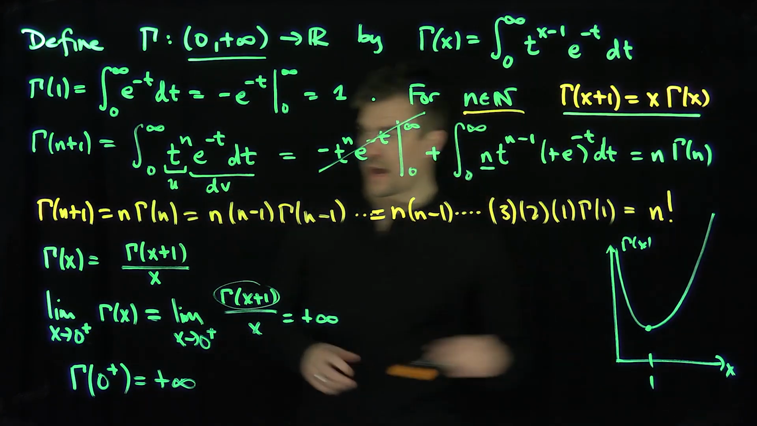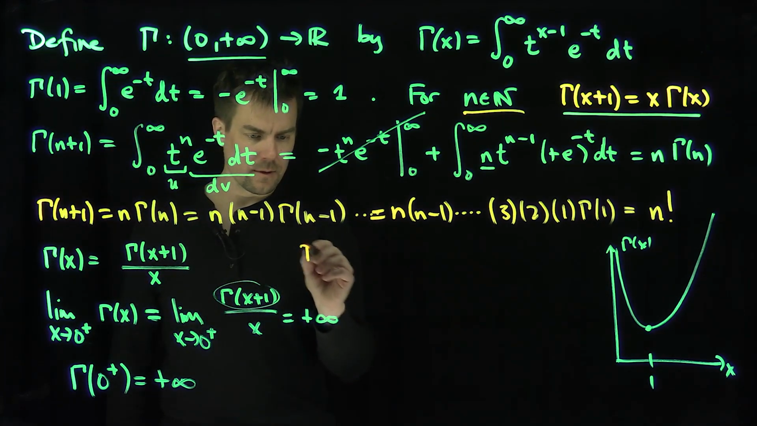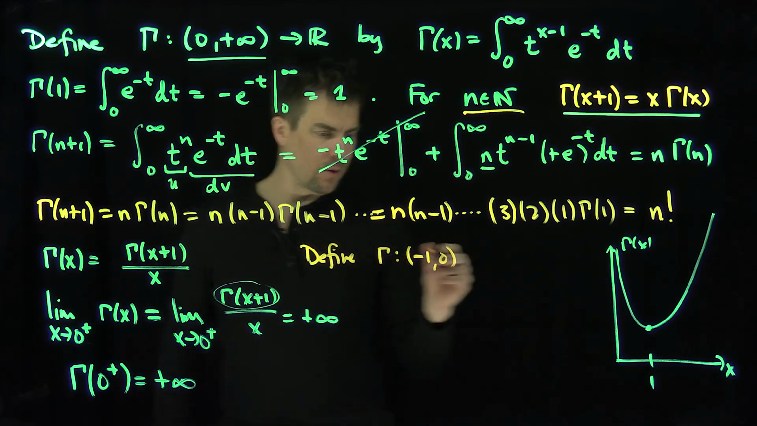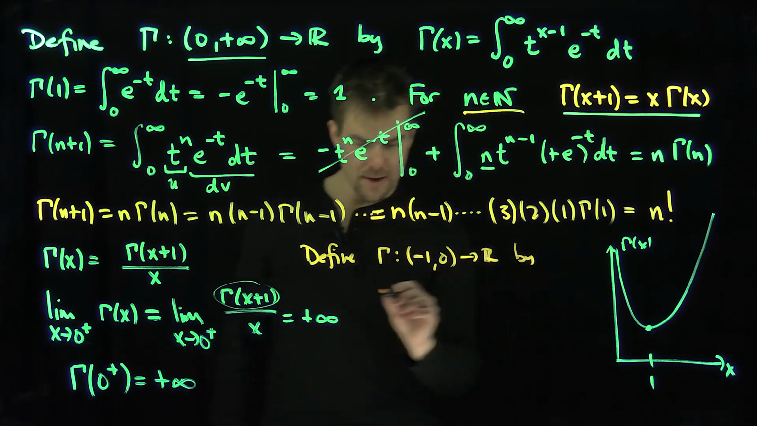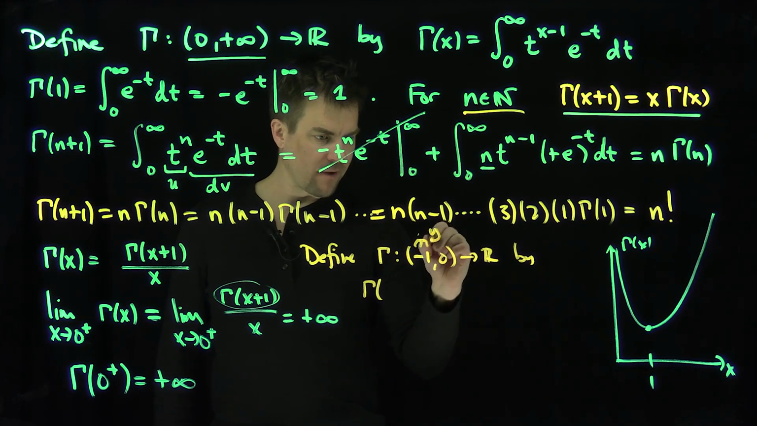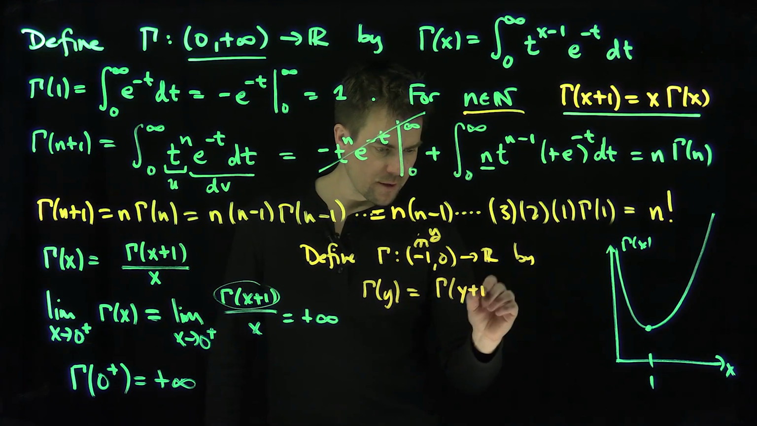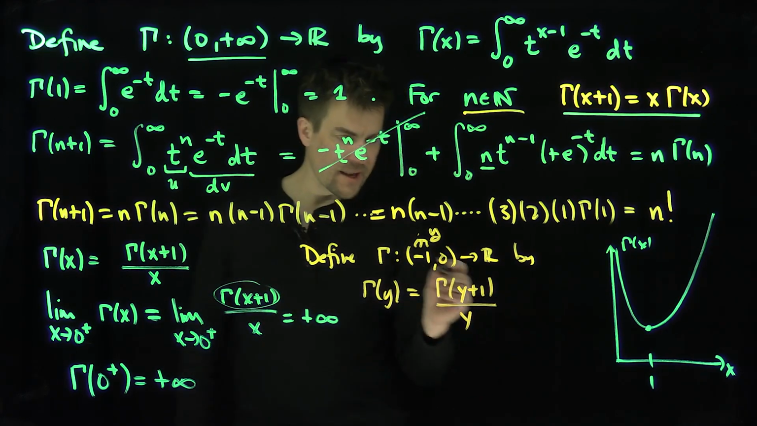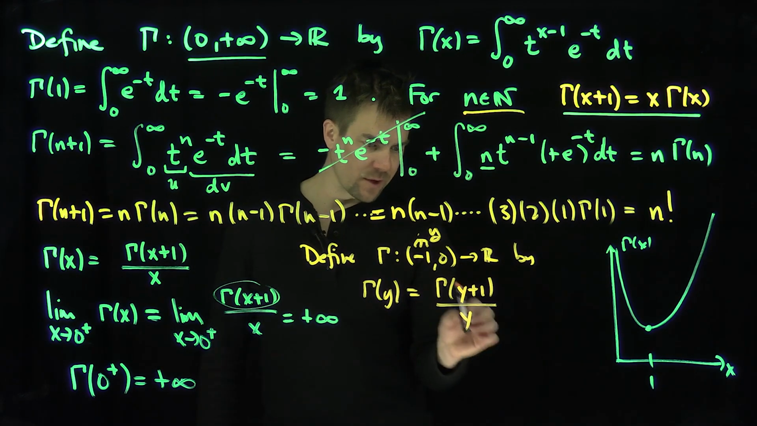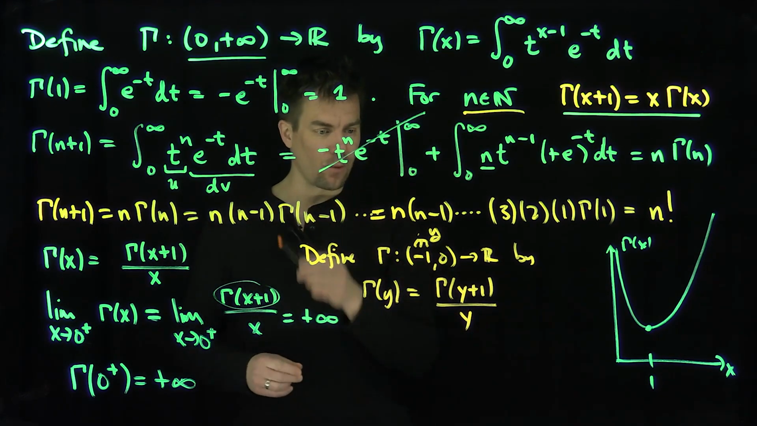What we can do is plug in values of x between negative 1 and 1. So define gamma mapping from -1 up to 0 to R by gamma on these values. For y in this range, gamma of y is going to be the ordinary gamma of y plus 1 over y. Now, if y is between -1 and 0, then this makes perfect sense. And likewise, y plus 1 is between 0 and 1, and I know that gamma is defined there. So this allows me to extend gamma between -1 and 0.